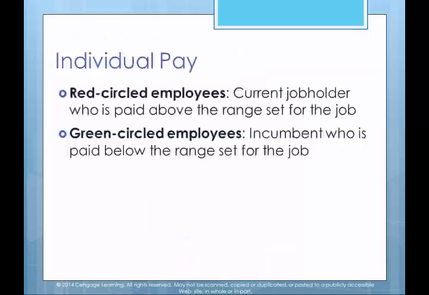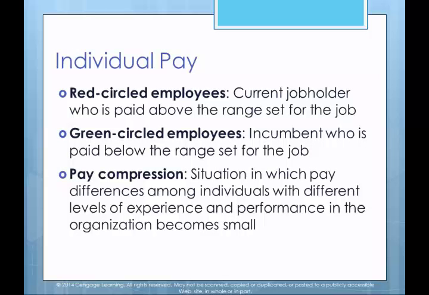Now, red circled employees, green circled employees, pay compression. All right, red circled employees, you guys probably know this. It's when a current job holder is paid above the range set for the job. So somebody is making over the pay range. Many red circled employees won't get an increase, they'll get a lump sum. Same with green circle. That means that somebody's paid below the range, and so you're making steps to bring them up into the minimum.